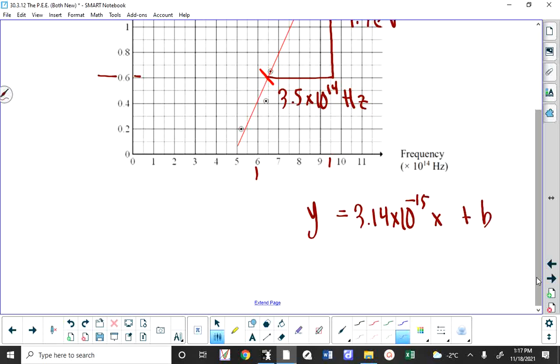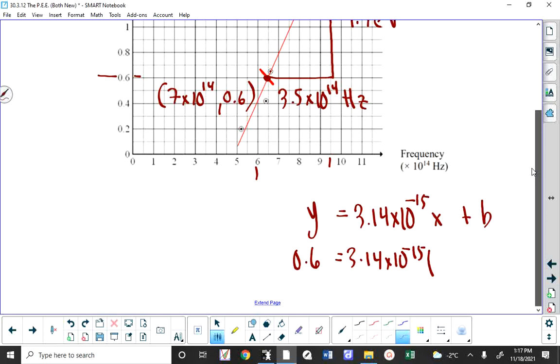So if I want to find b, I need to put in an ordered pair. There are other ways that you could do it. I'm going to put in this point down here, which was 7 multiplied by 10 to the 14, comma, 0.6. So I'm going to put 0.6 here. I'm going to take the slope that I got and multiply by the 7 times 10 to the 14, and then I have plus b. So I need to take 0.6 minus that product.